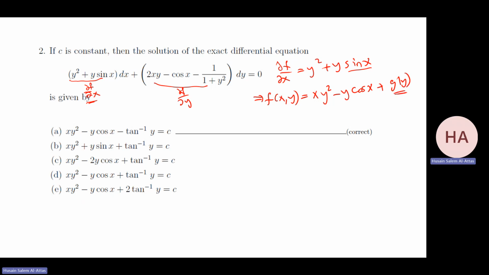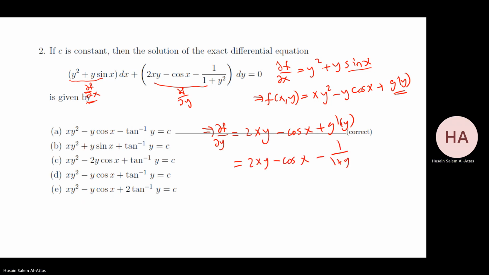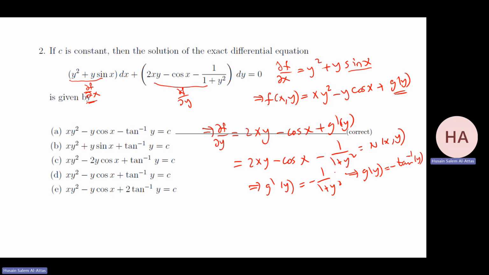I'll find this function using the other one. So we have partial f with partial y equal to 2xy minus cosine x plus g prime of y. And that should equal 2xy minus cosine x, which is N of x and y. So very clear, I have g prime of y equal to this. It's a function of y only, and this is just a checking point. So g of y is minus tan inverse of y.